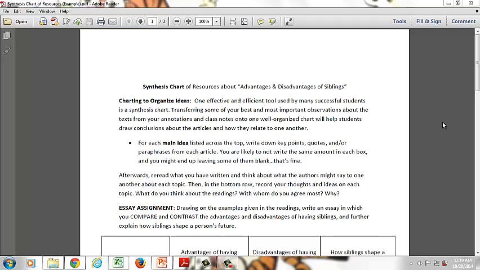So the assignment really asked students to give the advantages of having siblings, give the disadvantages of having siblings, and then strictly focus on how people are shaped in their future because of their siblings. About 2 weeks ago, students were asked to go find a research article that focused on the topic of advantages and disadvantages of having siblings. Students did that, they annotated, and they submitted it.